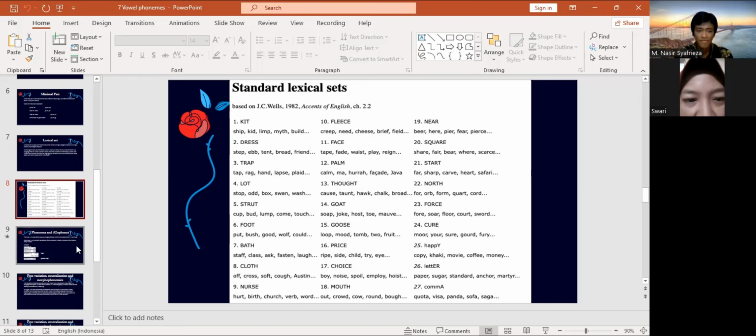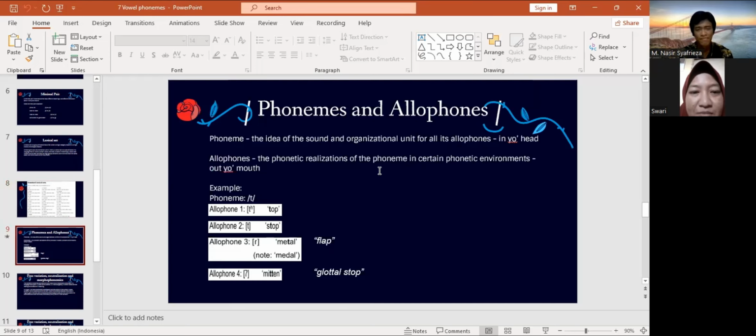Next, phonemes and allophones. What is a phoneme? A phoneme is the idea of the sound, an organizational unit for all its allophones. So a phoneme is not real, but it is in our mind. The real one is called an allophone.